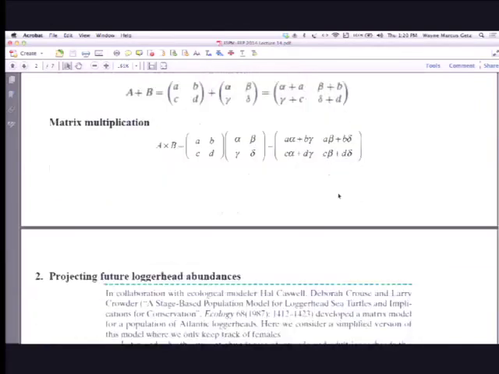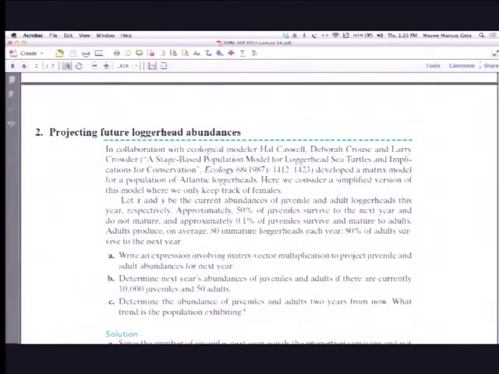Okay. Now, we can come to a simple example which is in the book, and that is projecting future loggerhead total abundances.